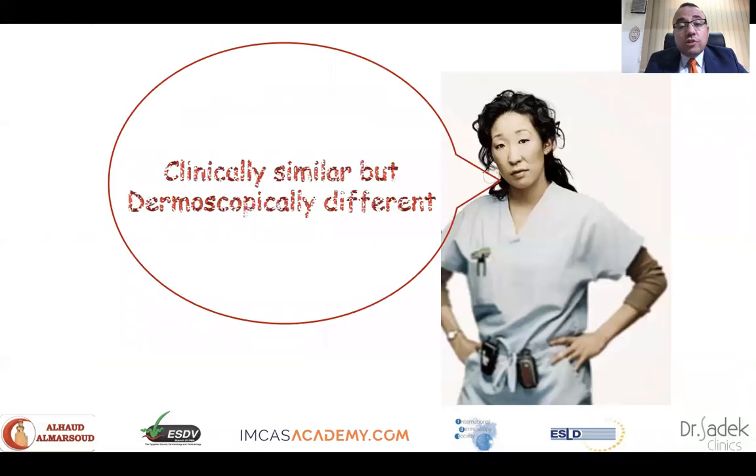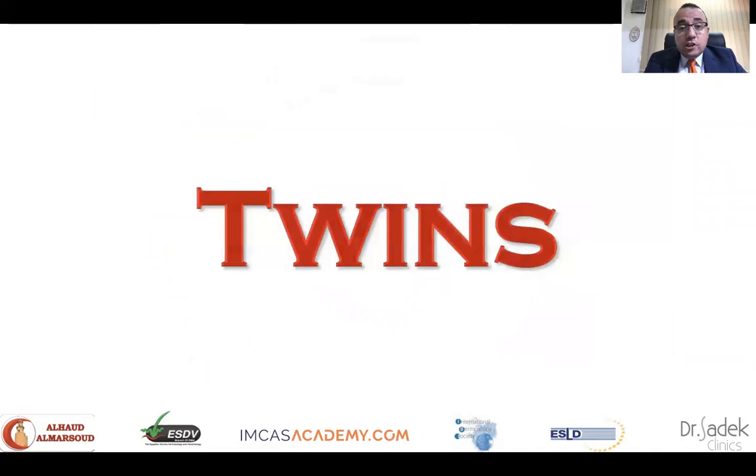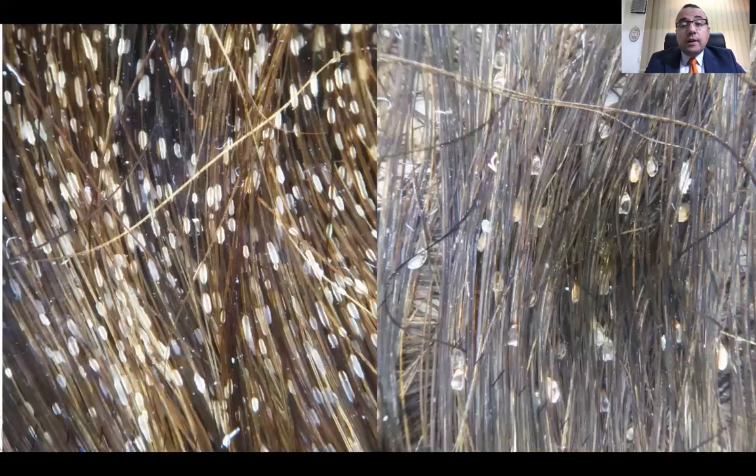Okay, now to the third scenario, where this naughty doctor, Christine from the Grey's Anatomy show as well, she's also always furious about something. These are clinically similar cases, but dermoscopically different. Please help me. She's facing twin cases like those ones with all those white dots on the hair shafts. And this is the dermoscopic image.